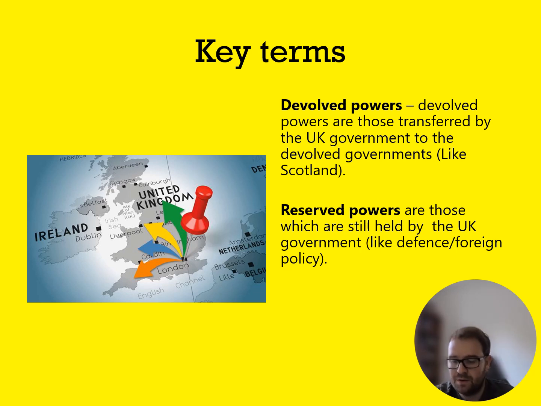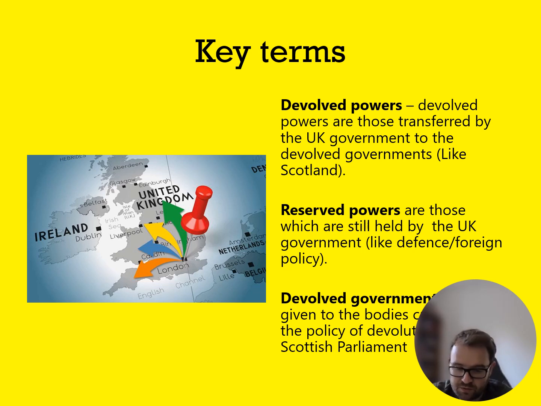Then you've got the reserved powers. Now, I touched on this a little bit in the previous video, but this is where the UK government, so Westminster, keeps powers for itself. So that's why Scotland, Northern Ireland, Wales can't go around declaring wars on people, because that power belongs to central government.